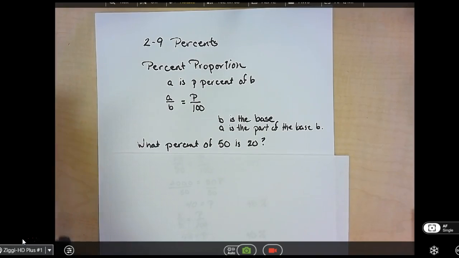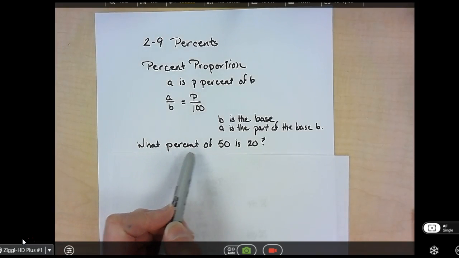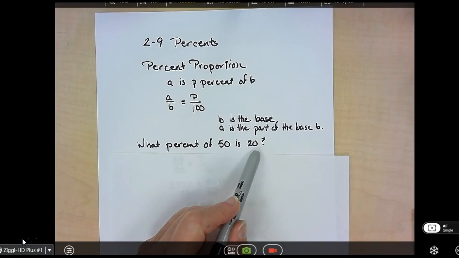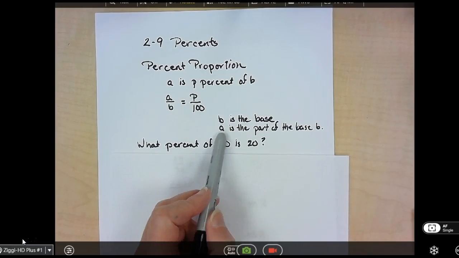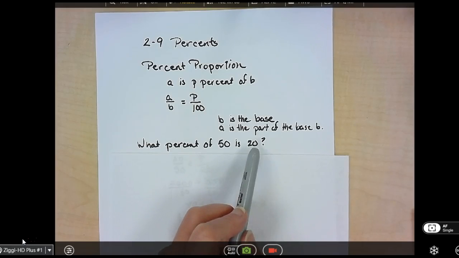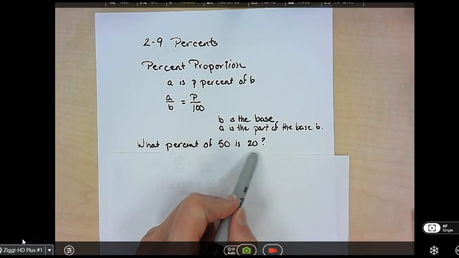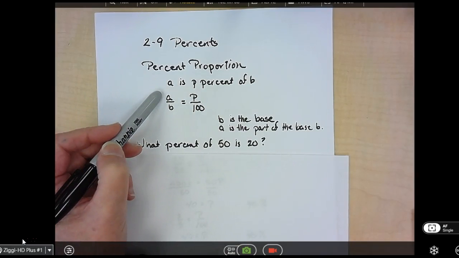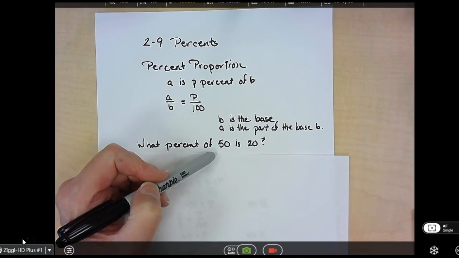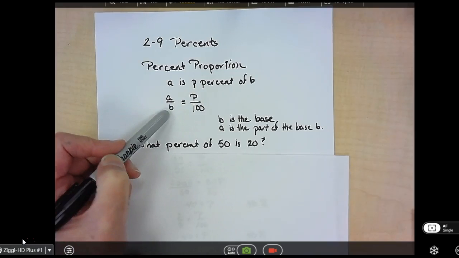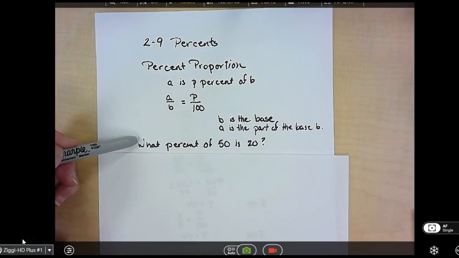All right, so what percent of 50 is 20? So 50 is a larger number than 20. 20 is the part of the base, and it also follows the is. It goes on the top. The 50 follows the of, and it is the base. It goes on the bottom. We are trying to find the P.